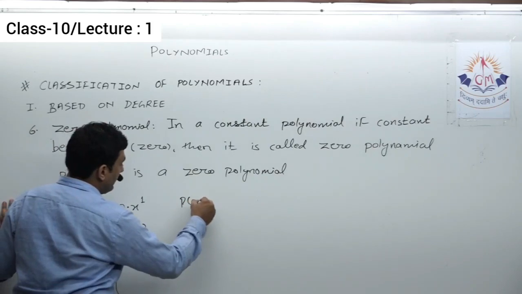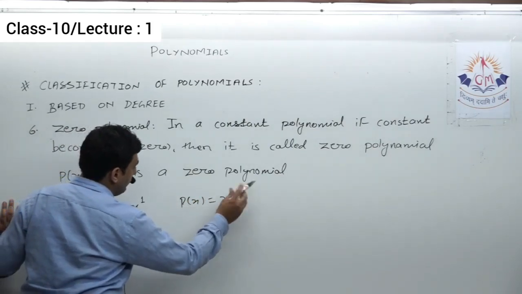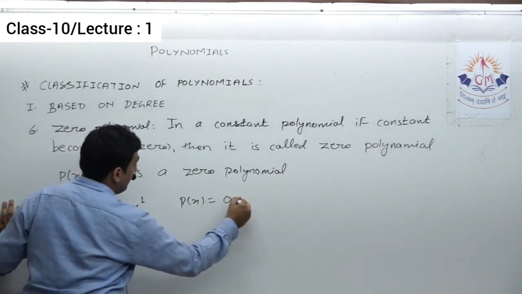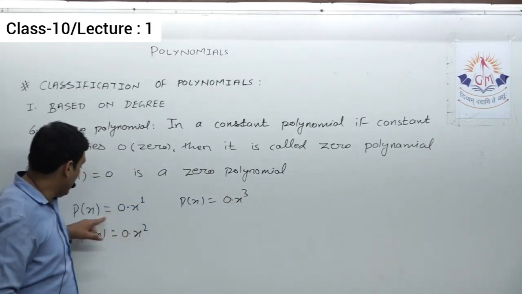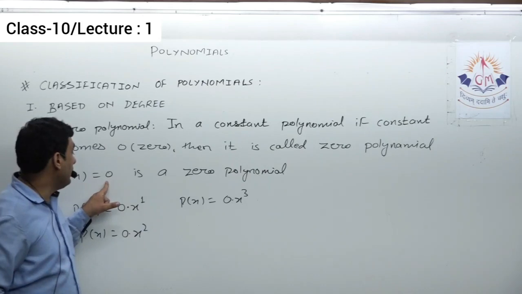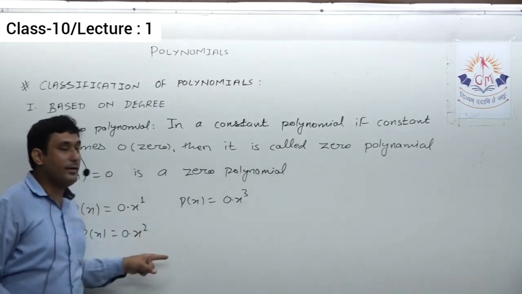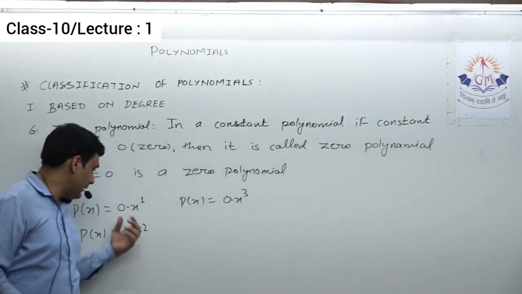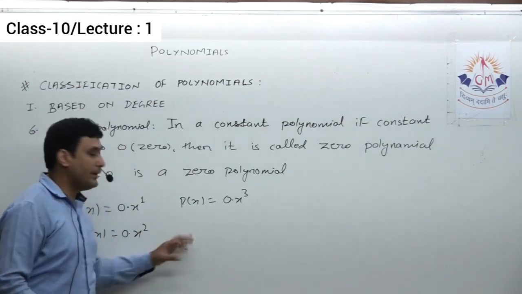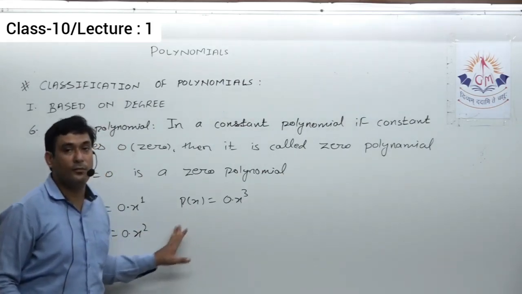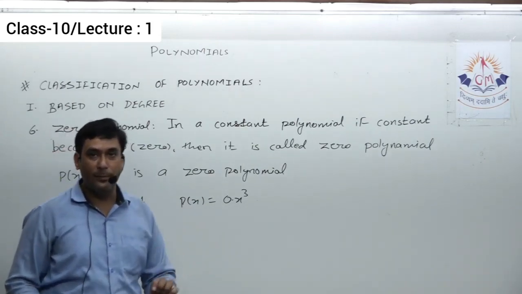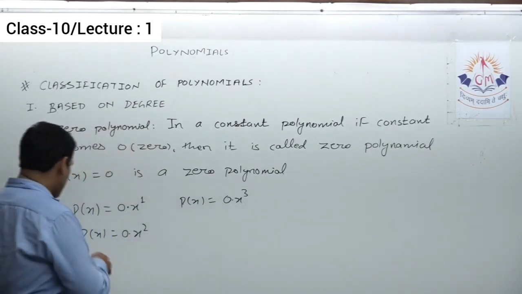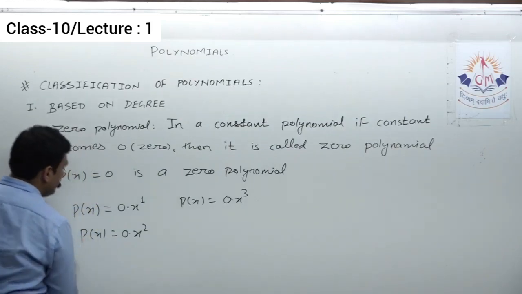If I write p(x) equal to 0 into x raised to 3 or x raised to 4, whatever, I can represent this p(x) equal to 0 in different ways, and in each representation I am getting a different degree of the polynomial, which is not possible, because the degree of a polynomial must be the same, must be constant, it should not change.